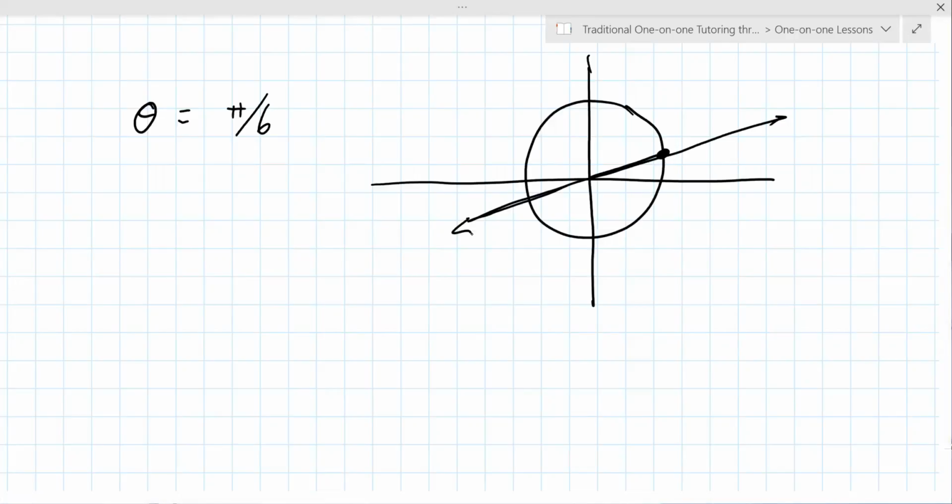You could tell me what the x and y values are there, or the tangent values there, but the point is to be able to come up with the equation. But this is our line that I've drawn.